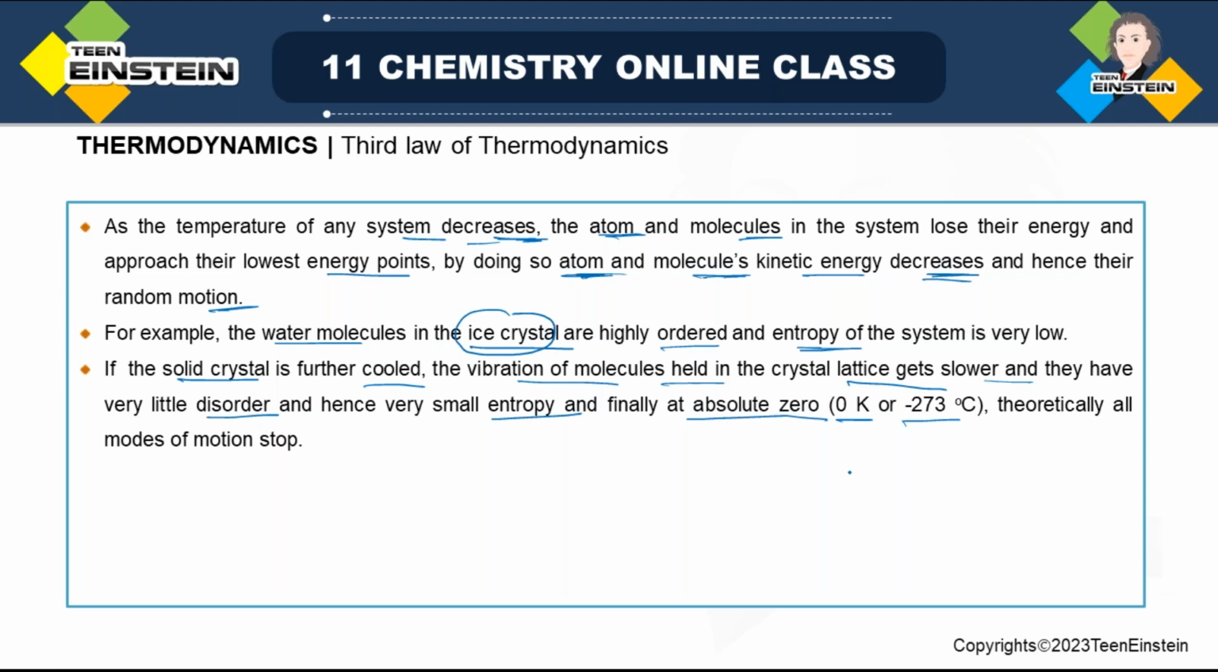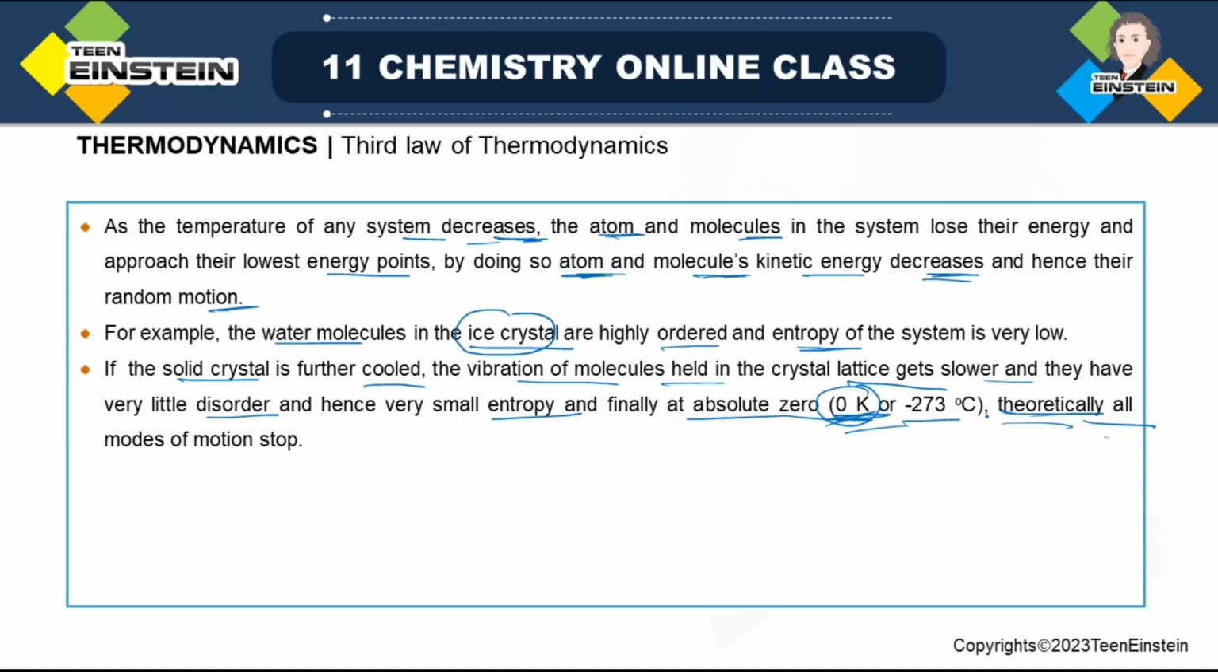That is the minimum temperature we can achieve. Basically, 0 Kelvin also under practical situations we cannot achieve. But theoretically, we say that is the minimum temperature; we cannot achieve any lower temperature compared to this. So what will happen? At 0 Kelvin, theoretically all modes of motion stop. Why written theoretically? Because though we are saying this is the minimum temperature we can reach, actually reaching 0 Kelvin is very difficult. So you can only think in terms of a theoretical concept.